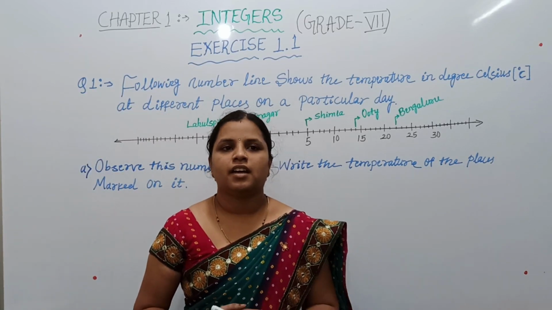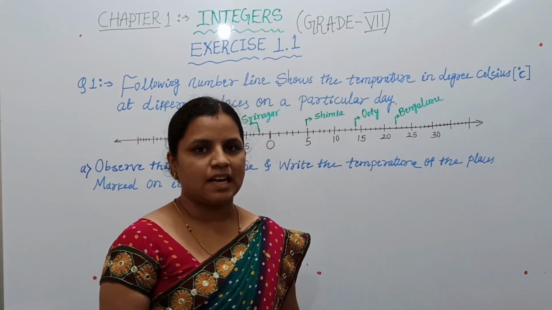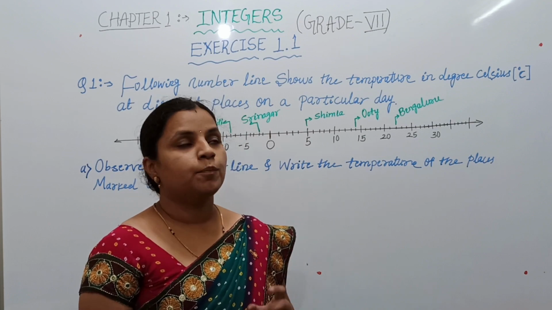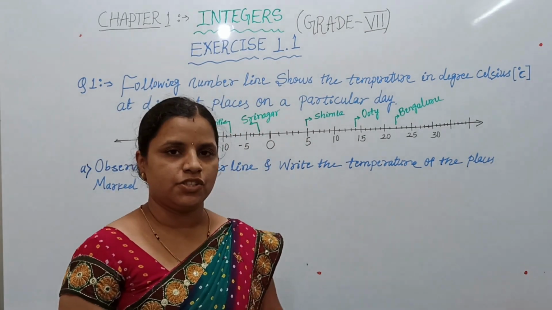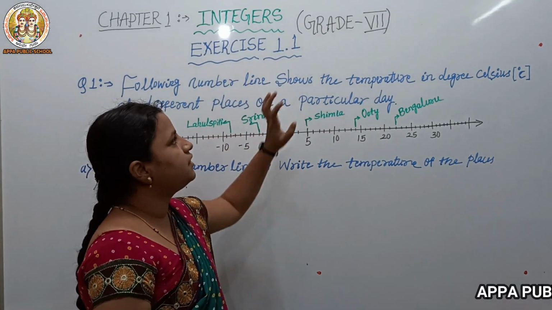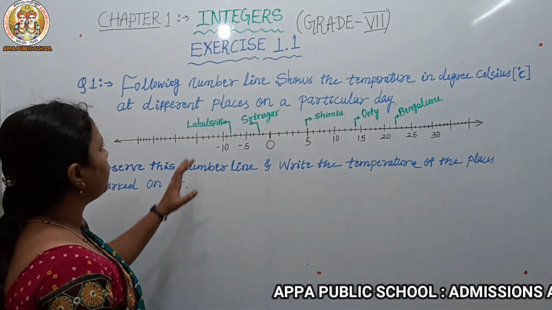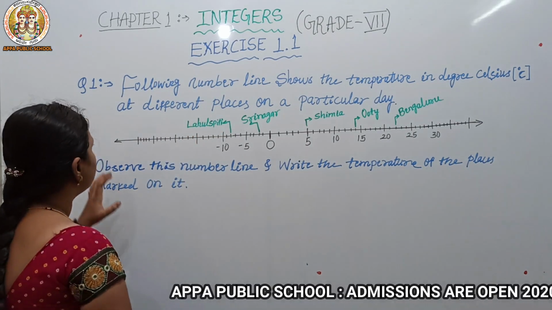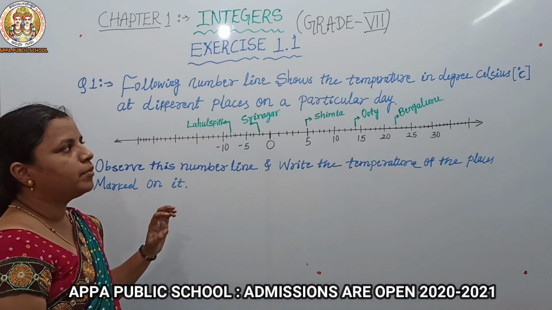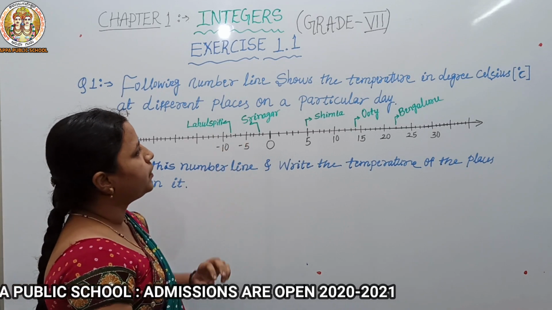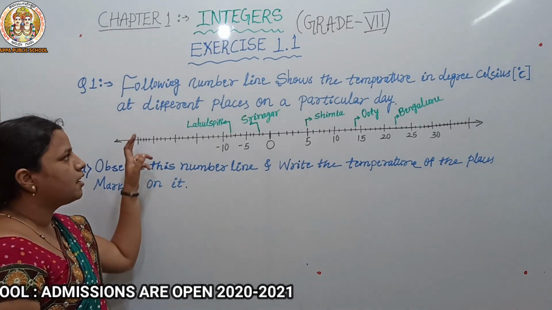Good afternoon everyone. Yesterday in the previous class we discussed the points related to integers. Today I'll start Exercise 1.1. The first question of Exercise 1.1 says: the following number line shows the temperature in degrees Celsius at different places on a particular day.